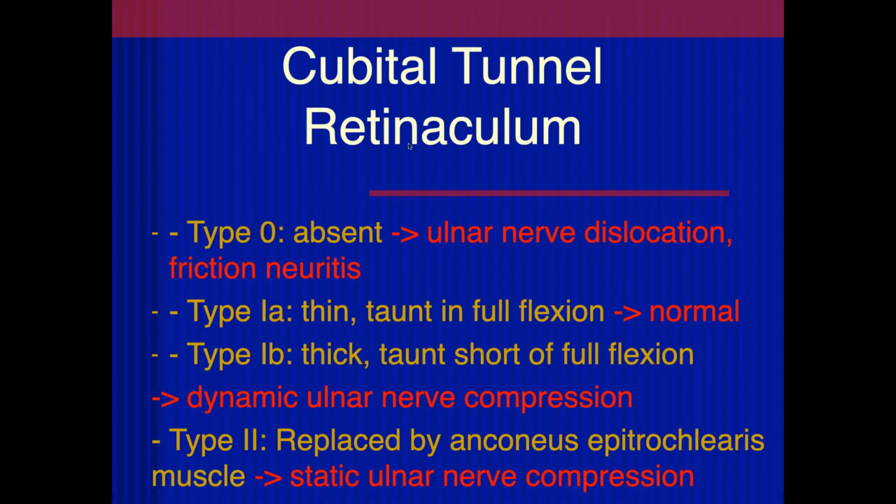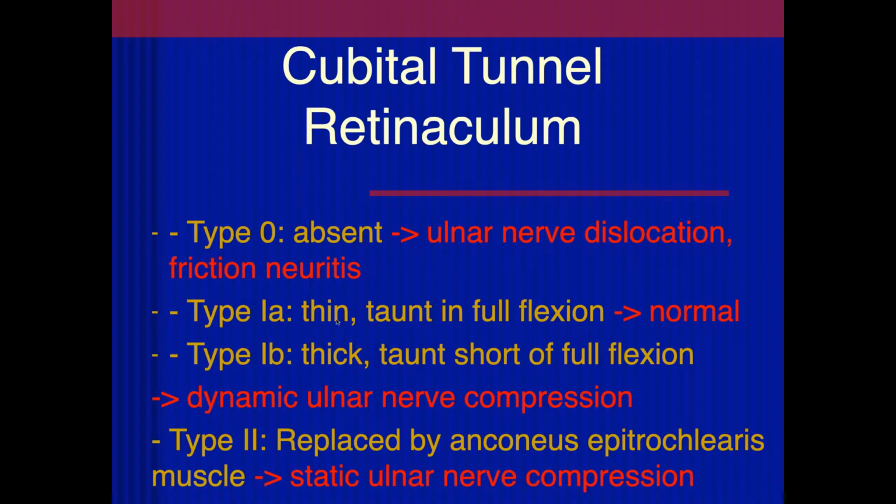Now, the constraints of the cubital tunnel have been characterized as four different types. Type 0 means there's no overlying roof, and you can easily get ulnar nerve dislocation, and you can get a frictional neuritis within the ulnar nerve with motion.